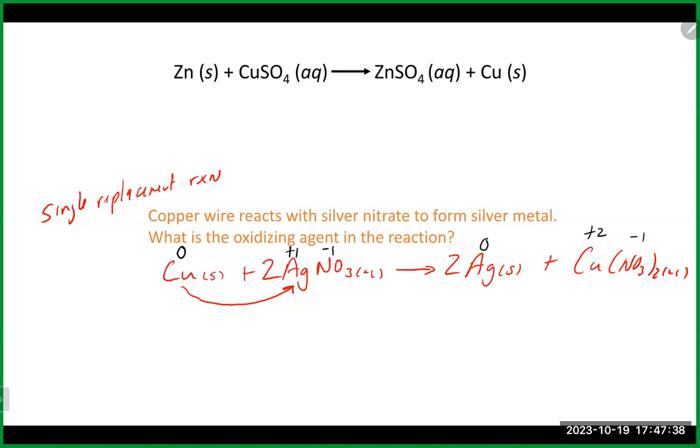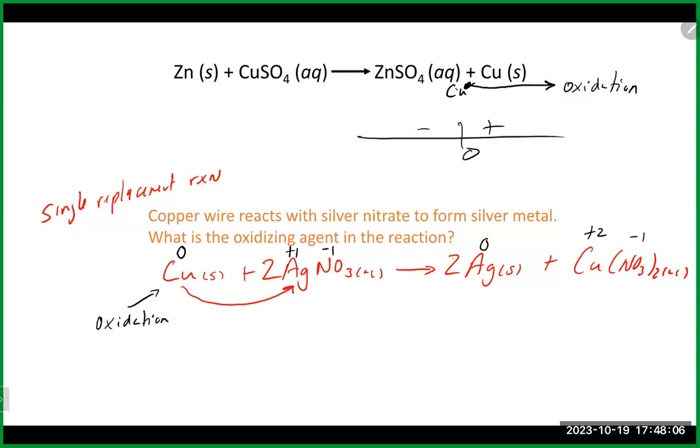So when we look at what's happening here, once again, we could use our little number line. If we start with the copper at 0, which is about there, on the right-hand side it actually ends at +2, which means it is moving in the positive direction. And since it's moving in the positive direction, that means that the copper here is actually going through oxidation. By default, that would mean the silver here is actually going through reduction.